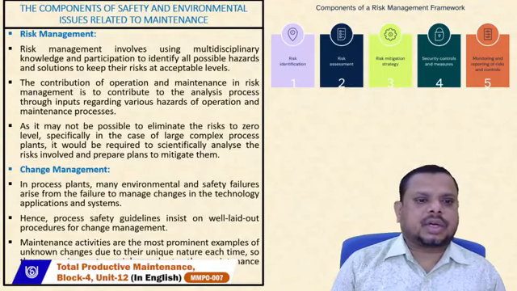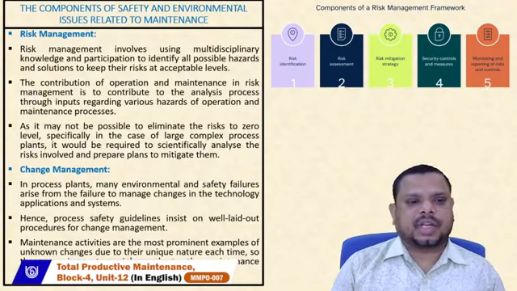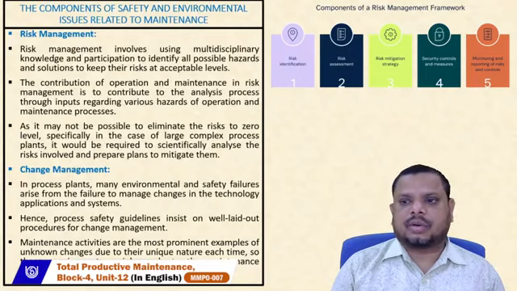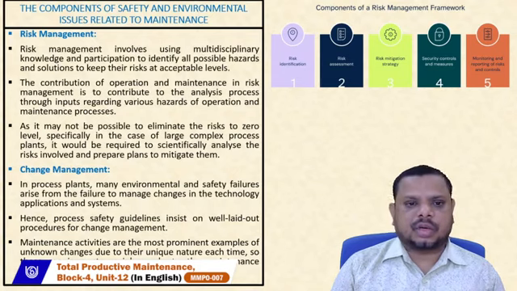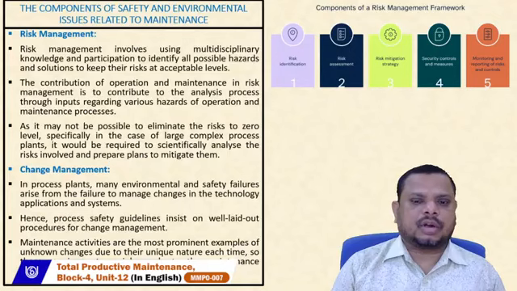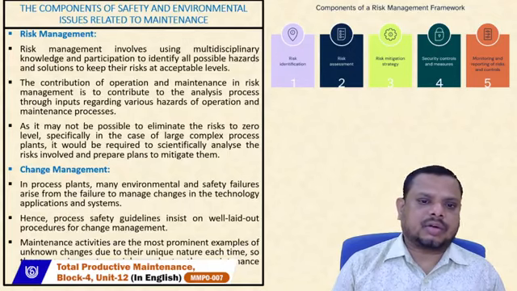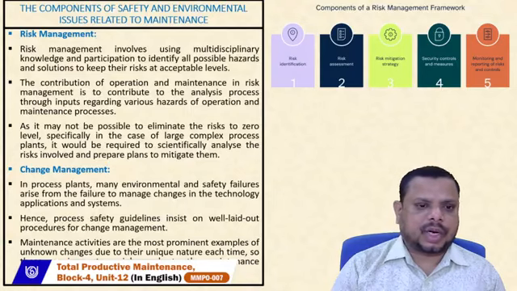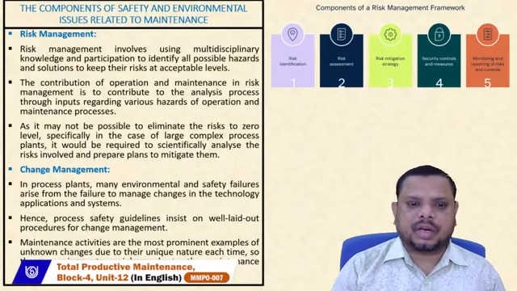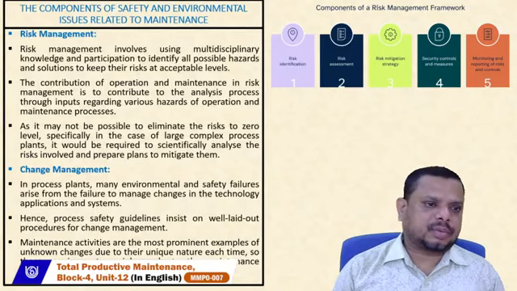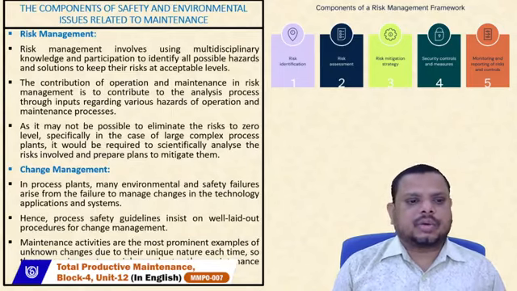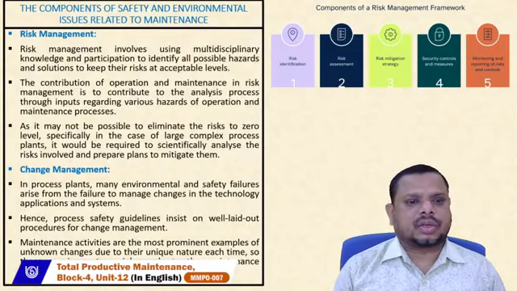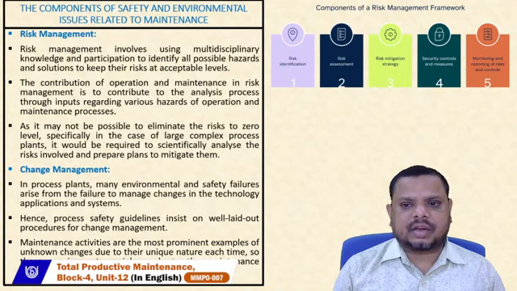The next important part is the contribution of operations and maintenance in risk management, which is to contribute to analyzing the process through the inputs regarding various hazards of operations and maintenance processes. For example, there is a huge amount of risk involved if you go for a large or higher side of the business, higher share maintenance like a boiler in captive power plants, or maybe a large amount of conveyor belt maintenance. So those who are involved in providing the maintenance work have to understand what the hazard areas are and what the hazard solutions are to mitigate these kinds of risks.